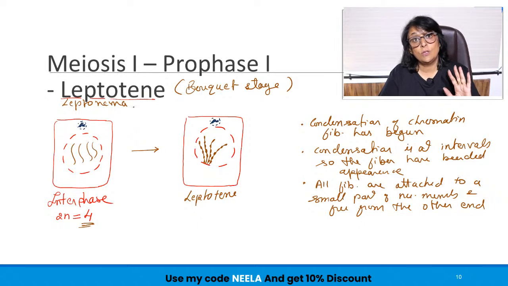Okay. So these are the changes which have taken place in leptotene. Nuclear membrane, organellar membrane, nucleolus, what all structures are there, they are still intact. We are not drawing all those structures here because our main focus is only on the chromosomes and the nuclear division. So that was the first subphase of prophase I. Is it clear? Okay.